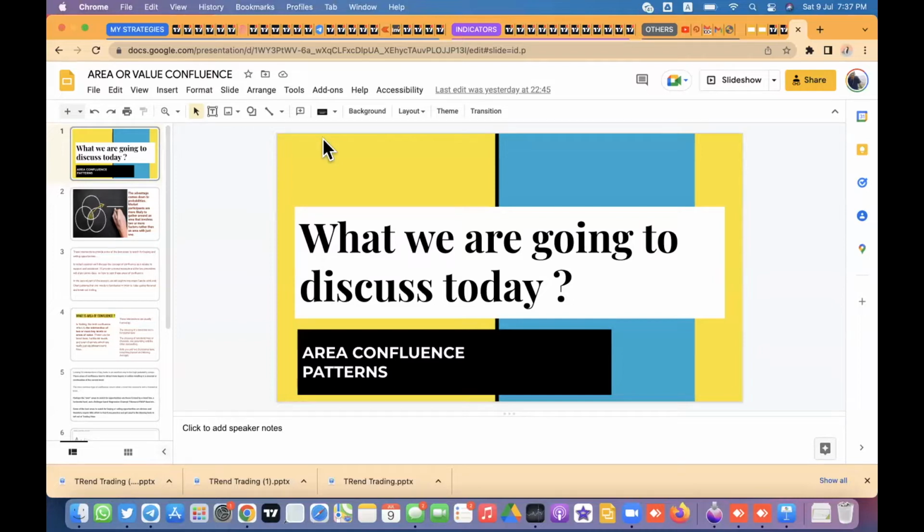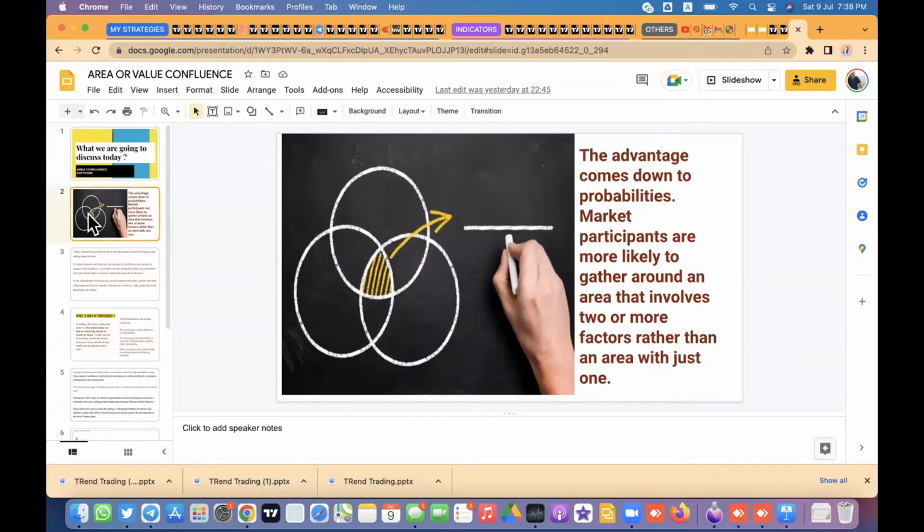Okay, good. What we are going to discuss, this is a 2 hour session, 1 hour on area of confluence, and that is the first topic, and the second one is on patterns. I will elaborate just on what is the basic concept we are trying to do. We have so far talked about confluence in terms of confluence with the indicators.